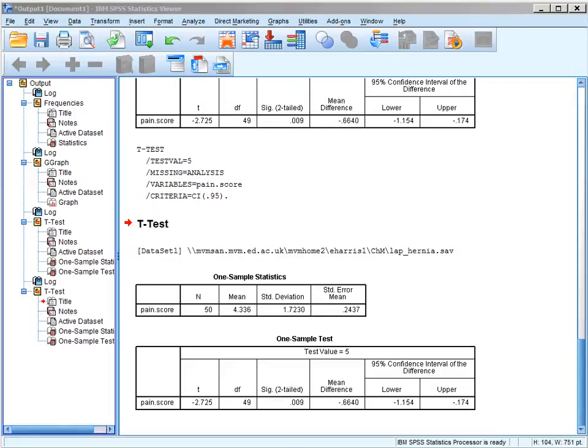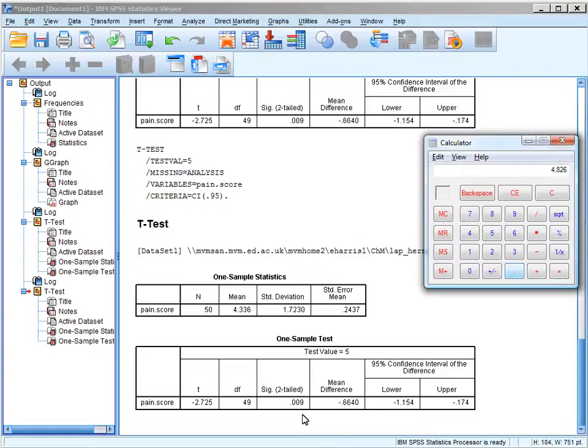Check back in SPSS, and we've calculated the t-value, which is minus 2.725. We know the degrees of freedom is n minus 1, n is 50, so the degrees of freedom is 49, and our significance level is 0.009. So we had calculated it at between 0.005 and 0.01, so we've shown that as well.